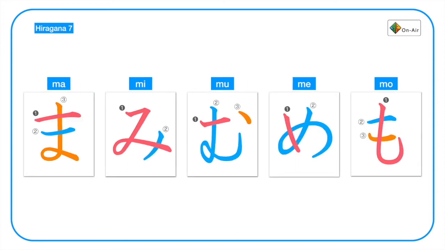This group is straightforward again. It's just the consonant M. So they are ma, mi, mu, me, mo. Again, ma, mi, mu, me, mo. Just be careful of the letter me. So when you see me, don't try to pronounce it as English "me", but as Japanese me.